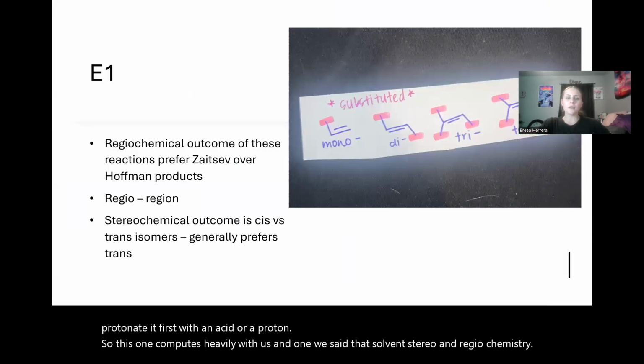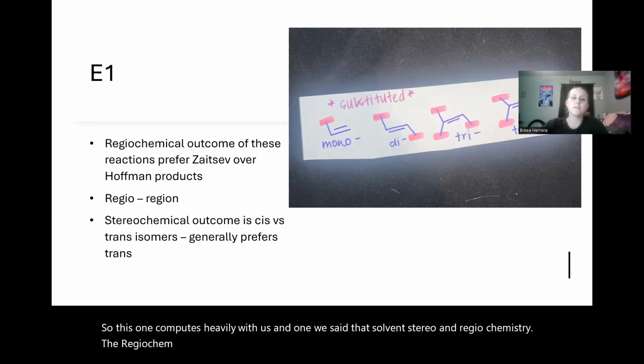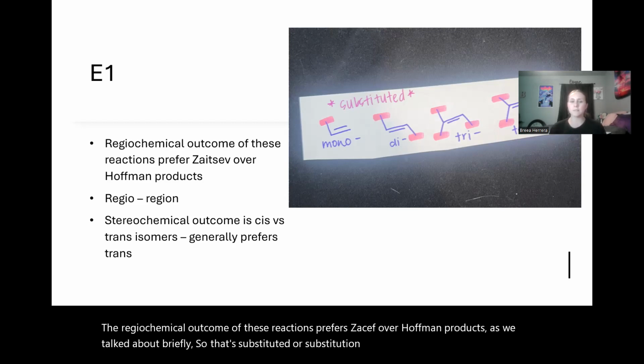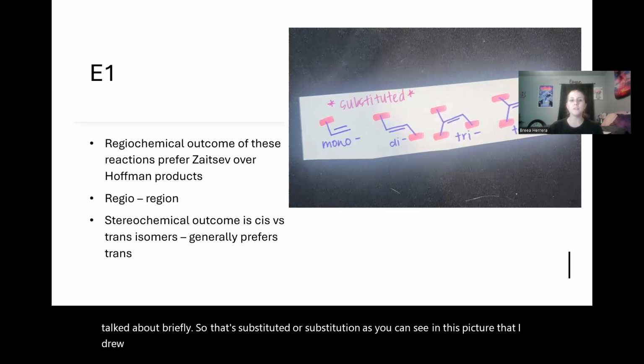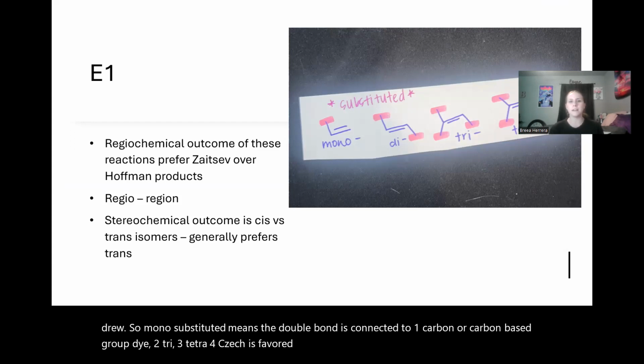So the regiochemical outcome of these reactions prefers Zaitsev over Hofmann products, as we talked about briefly. So that's substituted or substitution, as you can see in this picture that I drew. Monosubstituted means the double bond is connected to one carbon or carbon-based group. Di, 2, tri, 3, tetra, 4. Zaitsev is favored 9 times out of 10.